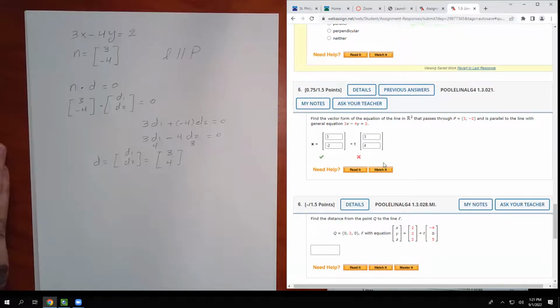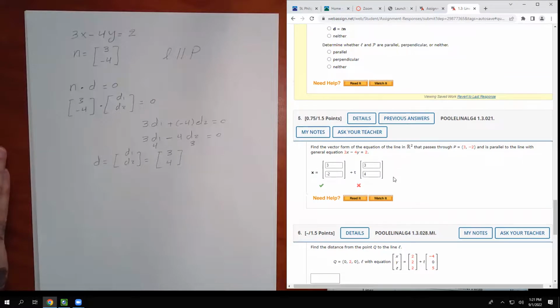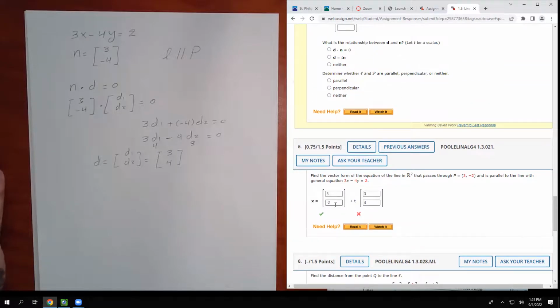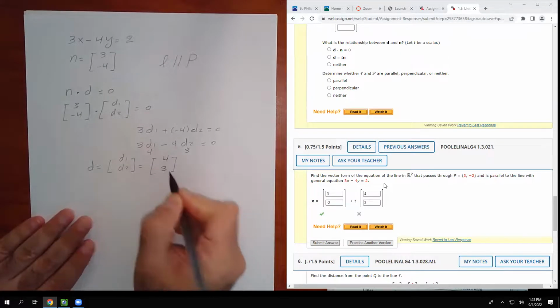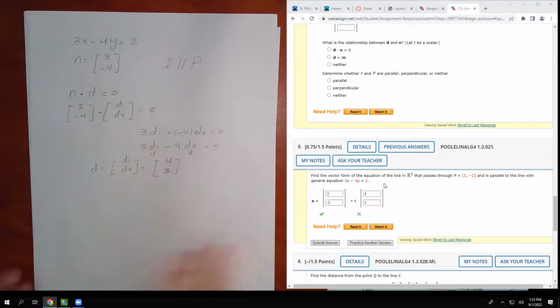That's 3 and 4. So where is the wrong thing? 3, -2, 3, 3, -2. So this one is 4 and this one is 3. Because this is D1, this is D2.